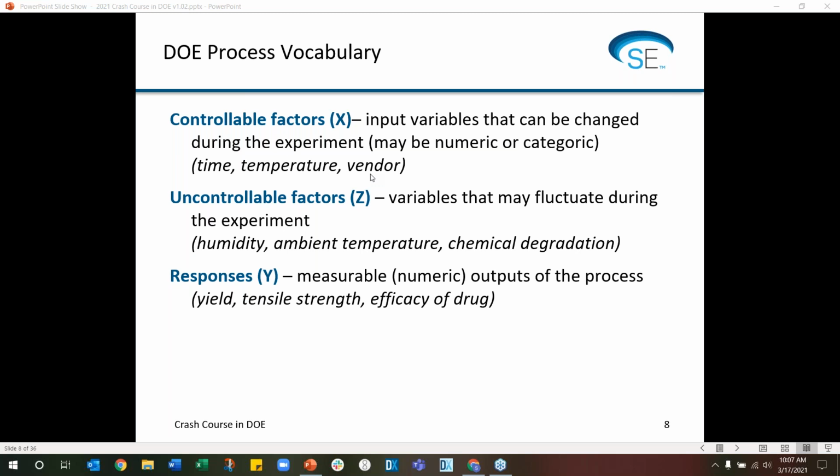Uncontrollable factors are the things that might fluctuate during the experiment, as I've mentioned. And then your responses, your Ys, are the measurable numeric outputs of the process. Yield, tensile strength, efficacy of the drug, things like this. There are millions of different types of measurements that can be done. Ideally, they are numeric, and less ideally, there's something like pass, fail, or some sort of rating system. We can do all sorts of things. The outputs cannot be categoric.